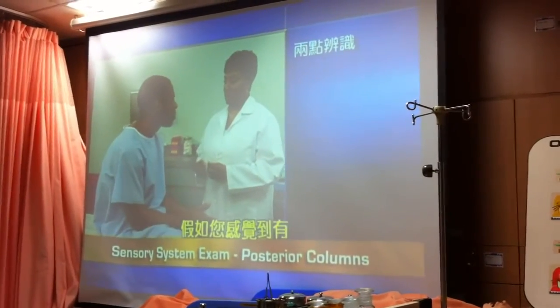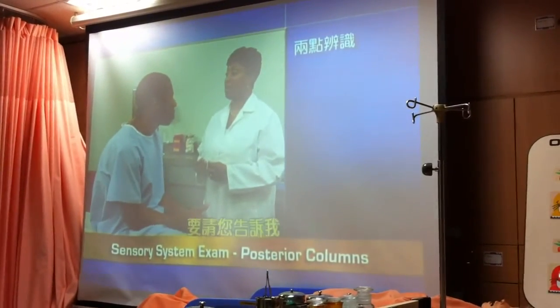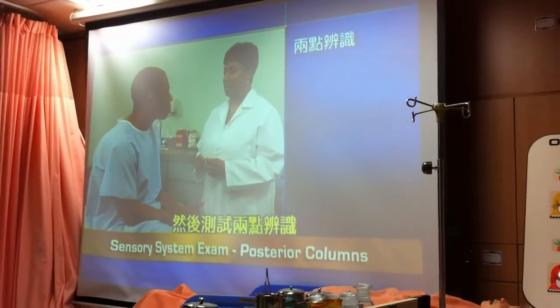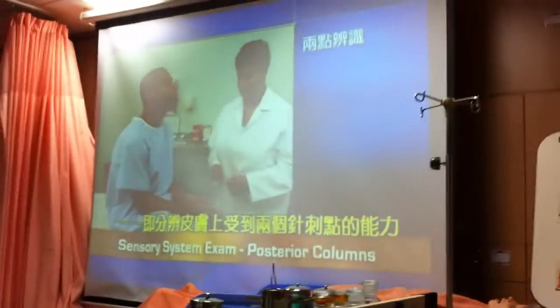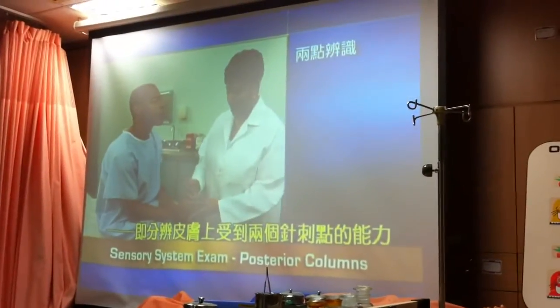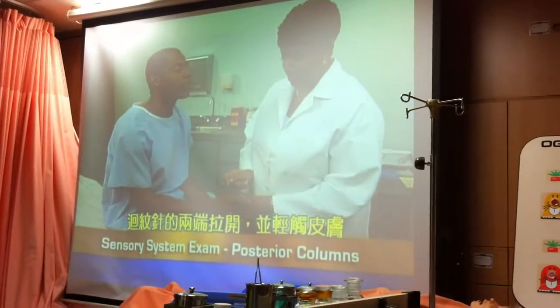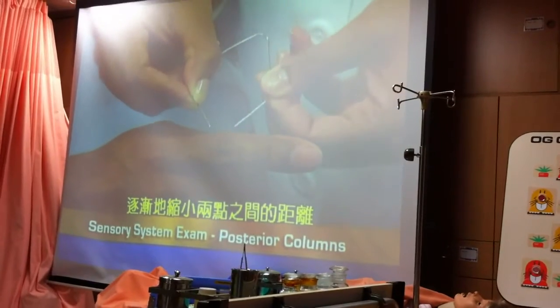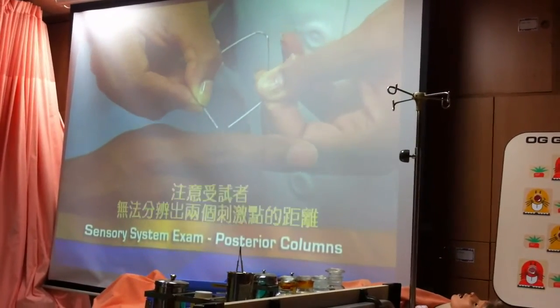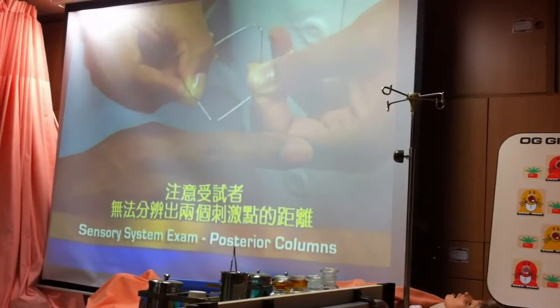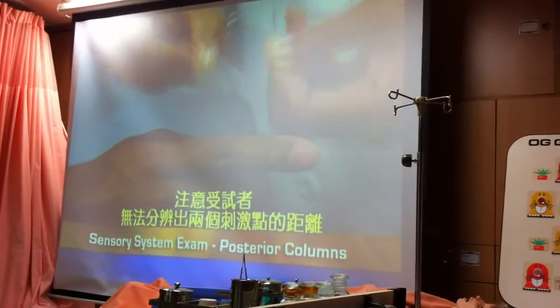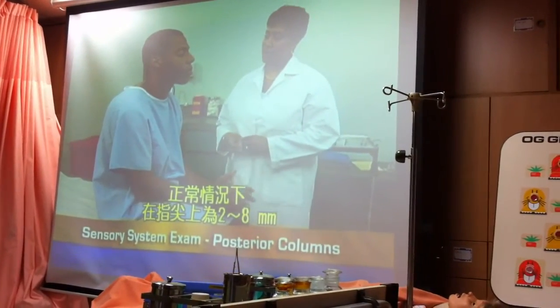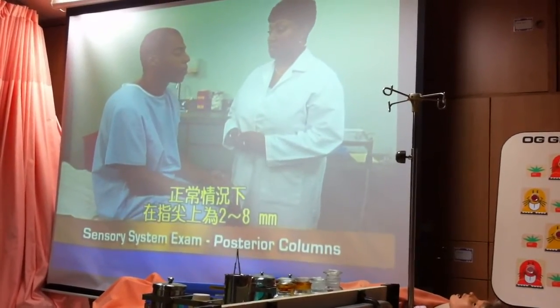I'm going to touch you with this paper clip. I need for you to tell me if you feel 1 point. Then test two-point discrimination, the ability to detect two simultaneous pricks on the skin. Apply the 2 points of an opened paperclip lightly to the skin in ever shorter distances. Note the distance at which the person no longer perceives two separate points, normally 2 to 8 millimeters on the fingertips.